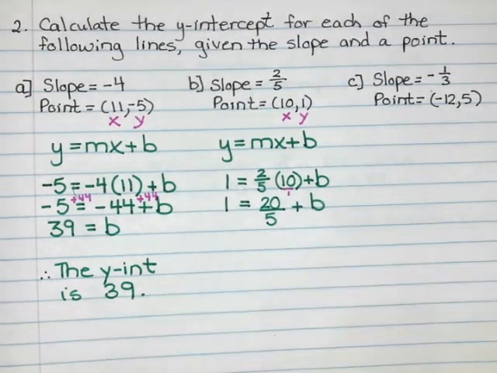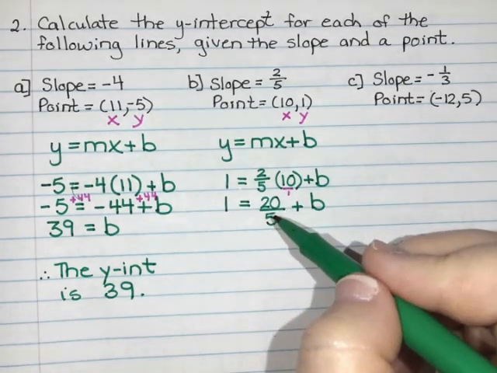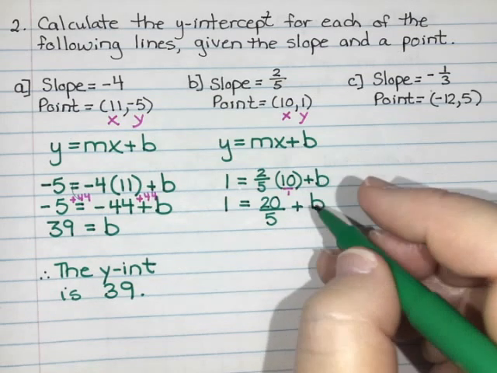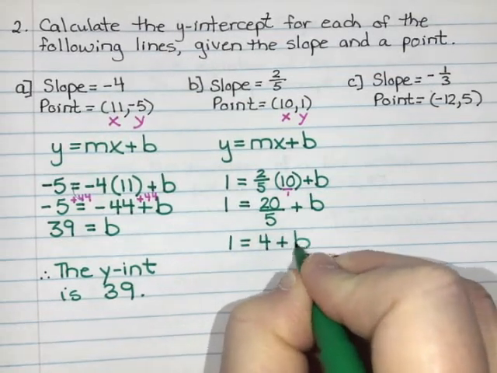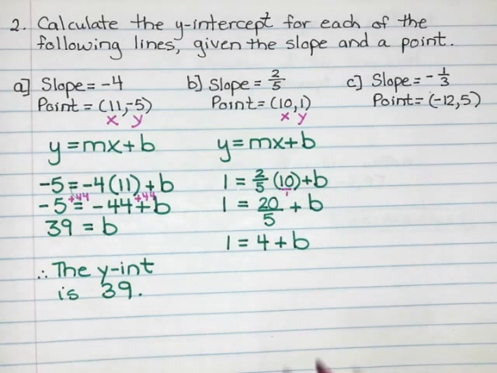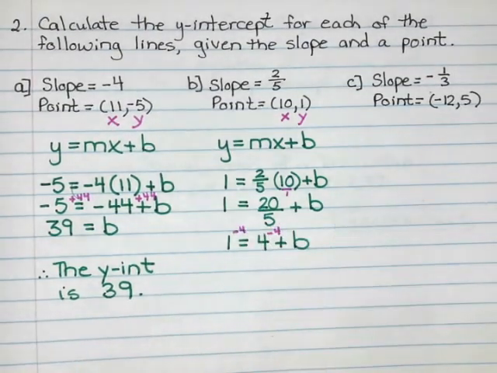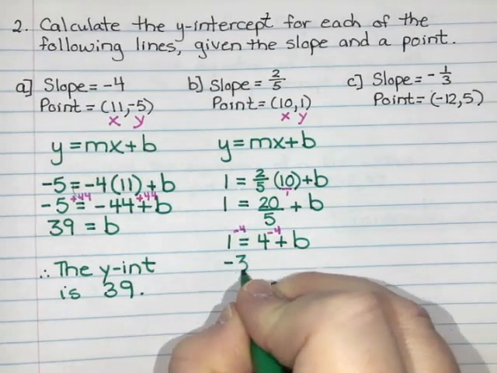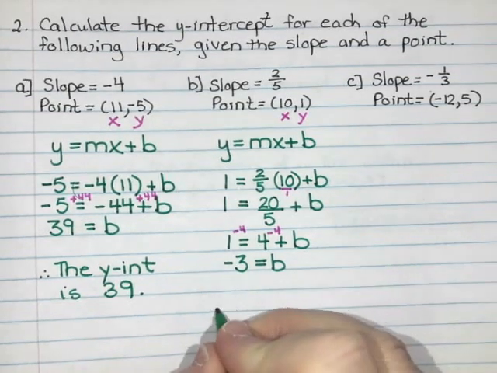And then plus b. Now at this point, I'm going to ask myself, does 20 divide nicely by 5? And the answer is yes, it does. 20 divided by 5 is 4. And then plus b. And you'll notice I don't have a fraction anymore. This is great. So I just need to finish by subtracting 4 from both sides. If you need to flip over that equation, flip it over first. That's fine. 1 take away 4 is -3. So the y-intercept for this line is going to be -3.